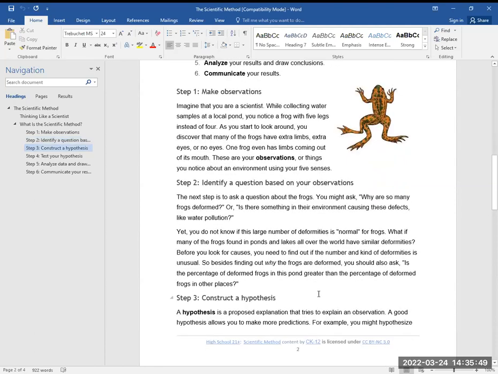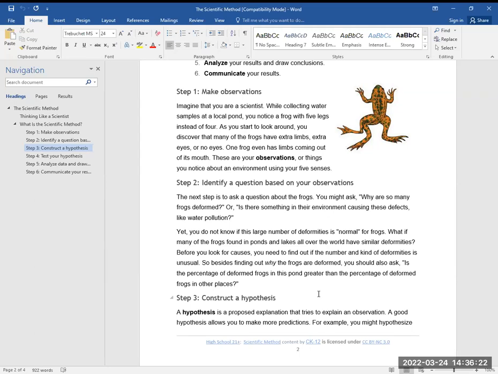First and foremost, you make observations. So imagine that you are a scientist, and while collecting water samples at a local pond, you notice a frog with 5 legs instead of 4. That's weird, right? So you're like, yeah, that's interesting. Let me think about that. It will arouse your intellect, right? If you see a 5-legged frog, you're going to be in shock. You're like, this is so weird, right?